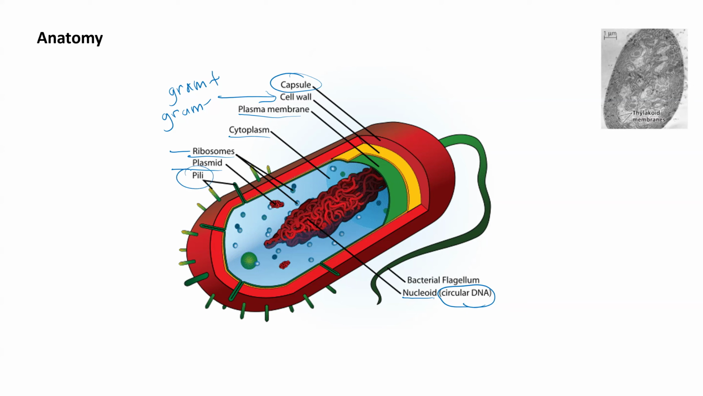There are different projections out of bacteria. We have fimbriae, we have pili, we have flagellum. We're going to talk about those specifically. I'm going to save that for later. We'll talk about pili here in a bit, so I'm going to leave that off of this screen.